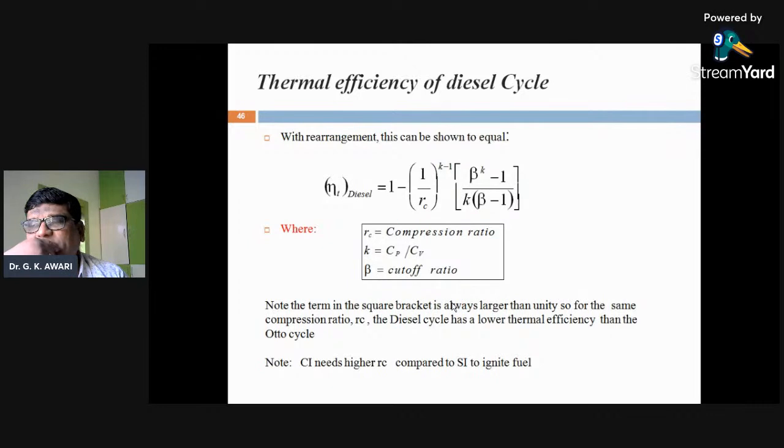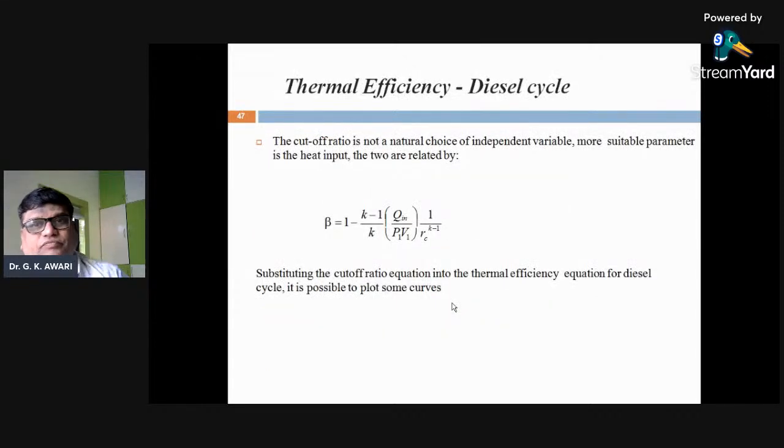In case of the compression ignition engine, only air is sucked in during the suction stroke, and the air is compressed to such a level that at the end of the compression, when the diesel fuel is sprayed, atomized, into the cylinder, the burning of fuel should start. So therefore, the compression ignition engine requires a higher compression ratio compared with the spark ignition engine to ignite the fuel.